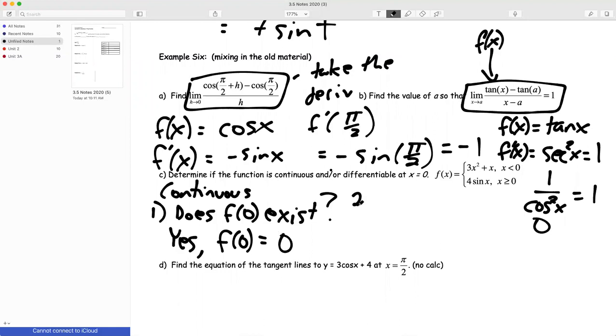And the second part of the continuity test, I'm going to check the limit. So I need to see the limit as x approaches 0 from the negative side, which means I'm plugging in 0 to the top equation.